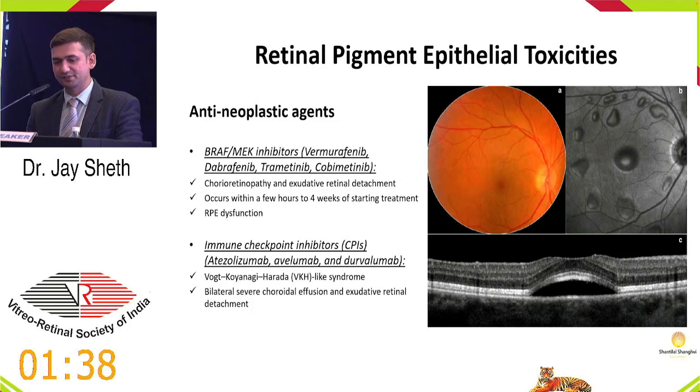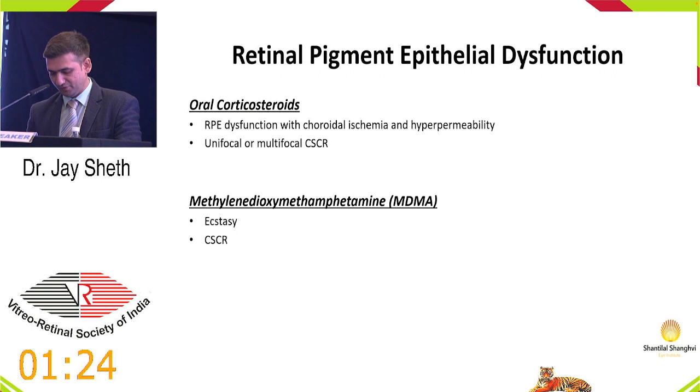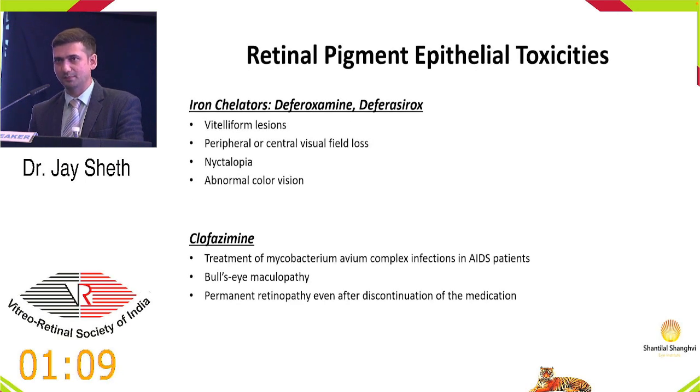Then there may be RPE dysfunction with antineoplastic agents such as MEK inhibitors and immune checkpoint inhibitors. That can lead to a multifocal CSR kind of picture and even a VKH-like syndrome in these patients. And corticosteroids, of course, as we know, we come across many patients who develop RPE dysfunction and unifocal or multifocal CSR due to these agents. Even the recreational drug MDMA can lead to CSCR development. A few other central macular involvements in the form of vitelliform lesions can be seen with iron chelators, and a bullseye maculopathy can be seen with clofazimine, which is used for atypical mycobacterial infections.